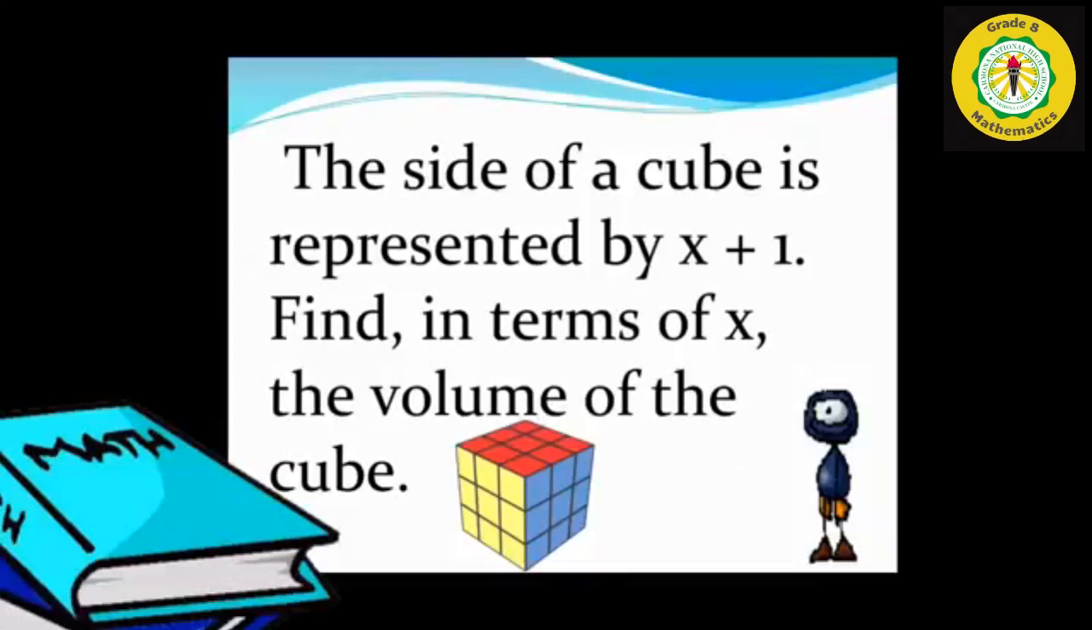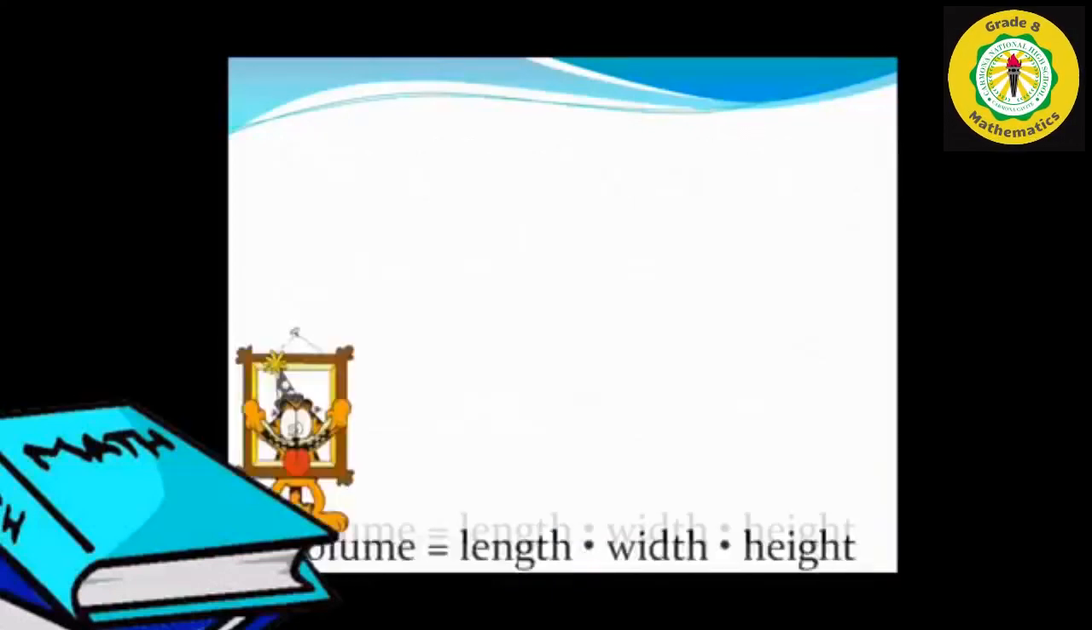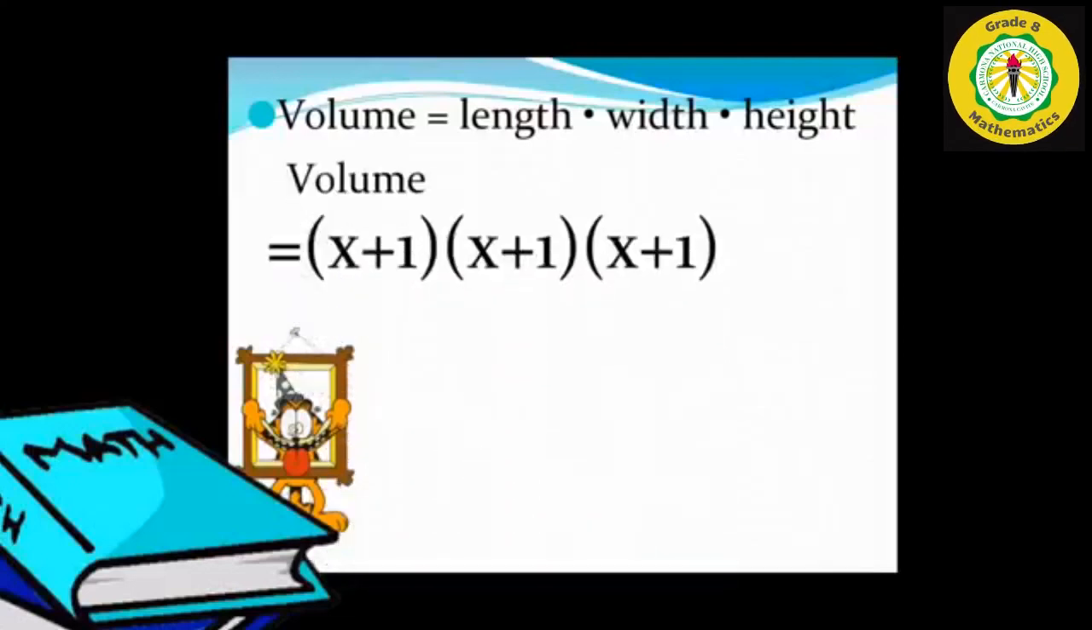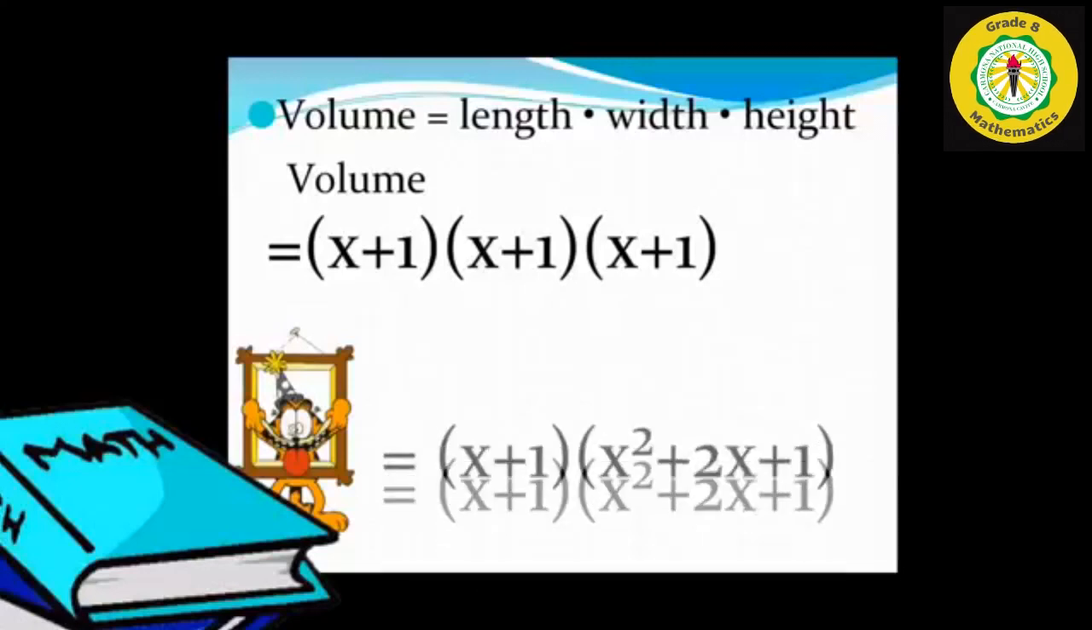Another problem, the side of a cube is represented by x plus 1. Find, in terms of x, the volume of the cube. So the formula in getting the volume is length times width times height. And we can find it by multiplying the side 3 times. So x plus 1 multiplied by itself 3 times.